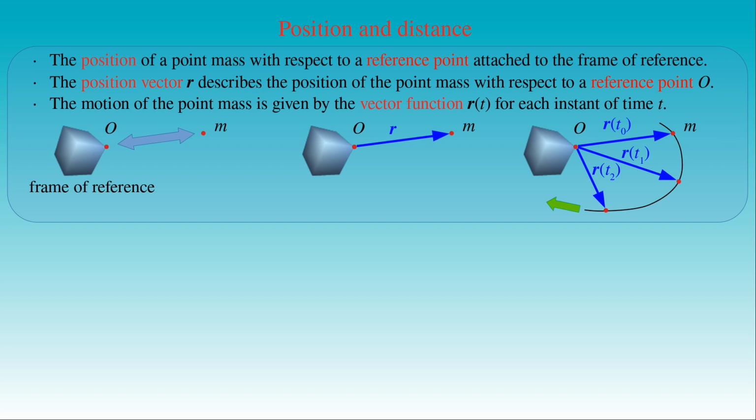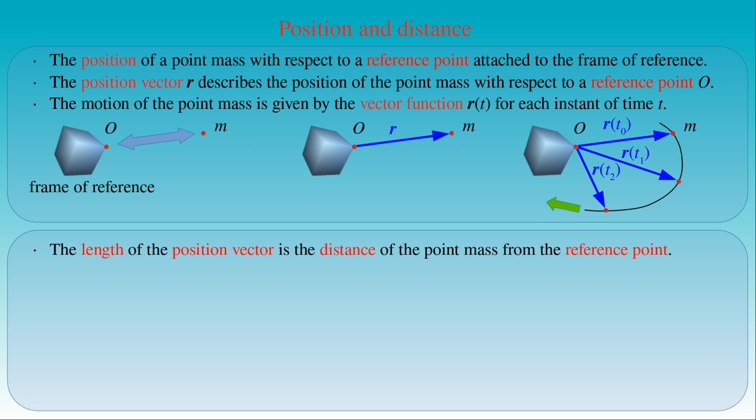As time passes by, the vector function always gives another position vector pointing to the moving body for a given time t. Here the position vectors at the times t0, t1 and t2 describe the momentary position of the point mass m on its path or trajectory as it moved along a curve. All three position vectors determine the location of the point mass with respect to the reference point O. We have not attached any coordinate system to the frame of reference yet. We only used a reference point tied to the frame, and that was enough to introduce the vector function r(t) to determine the position of the point mass. The length of the position vector r is the distance of the point mass m from the reference point O.